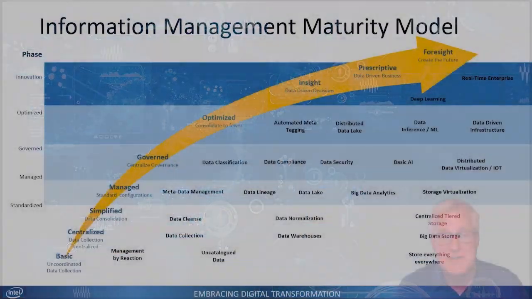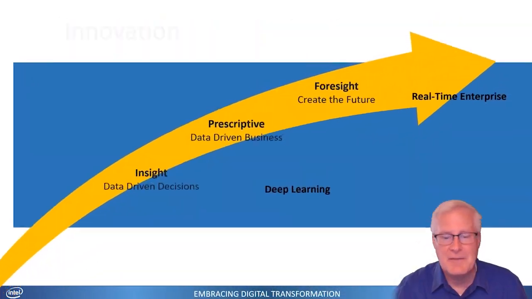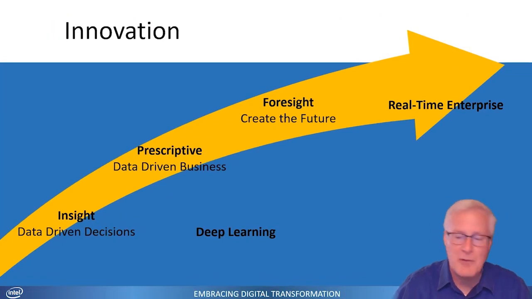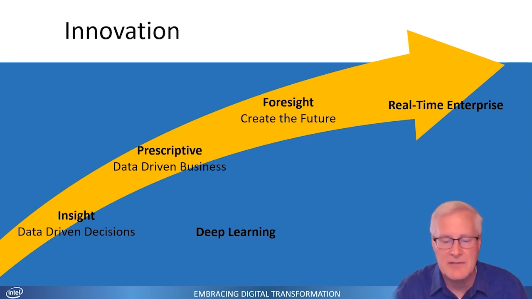Now, let's move on to innovation. This is where we really want to get to, because now we can really start doing some interesting things with the data that we have. And this is where deep learning is really playing an important role. This is where we get into that real-time enterprise that we want, where I can make decisions, and decisions are being made automatically, both on my infrastructure, my product marketing, my product development. All those sorts of things are now completely data-driven, and we have more and more automation.